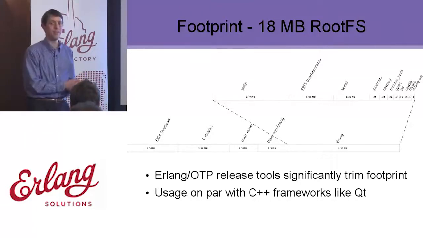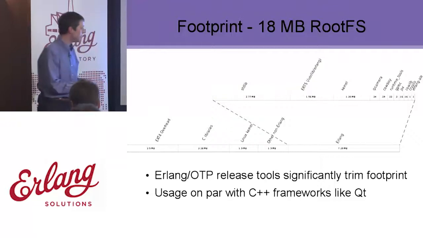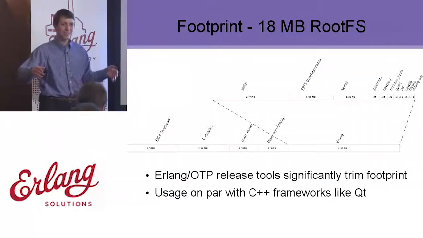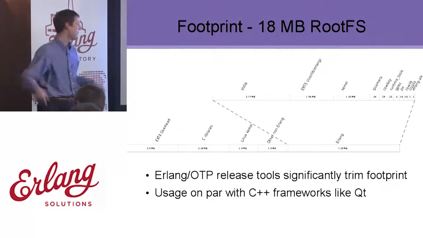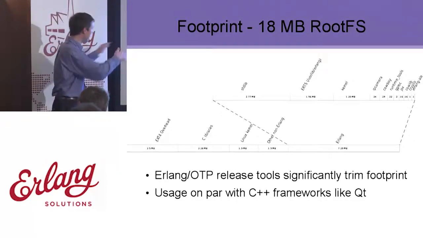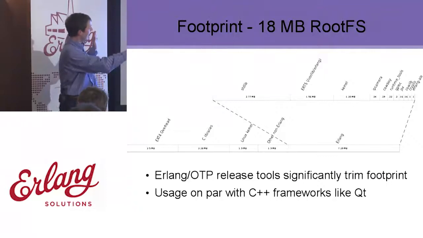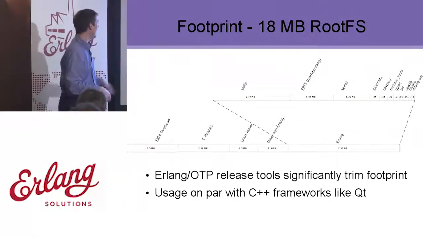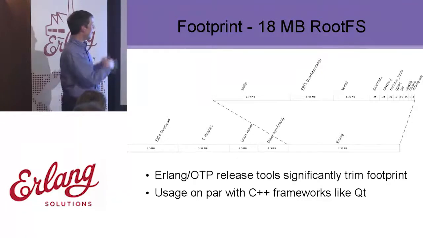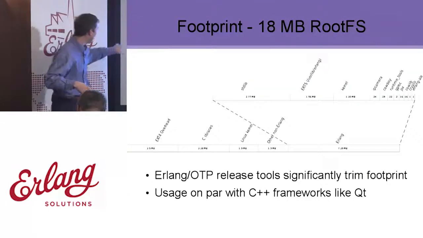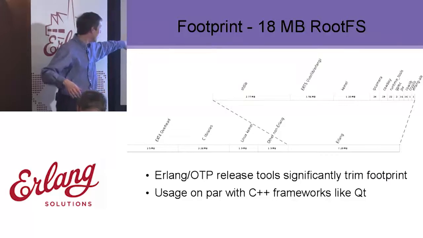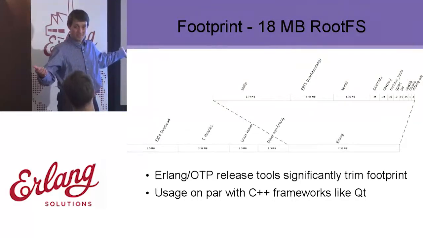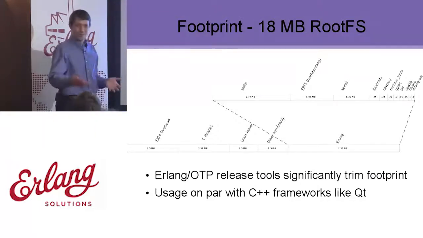Okay, so the next one was, how big is it? Do I have to have a big SD card? Well, the root file system is 18 megabytes total, and here's the split. Basically, this bottom one, you can see it's a 60-40 split, with Erlang on the right at 40%, and the other stuff on the left at 60%. I don't know if you can read the numbers, but I use the ext4 file system because it's fast, even though it's read-only.